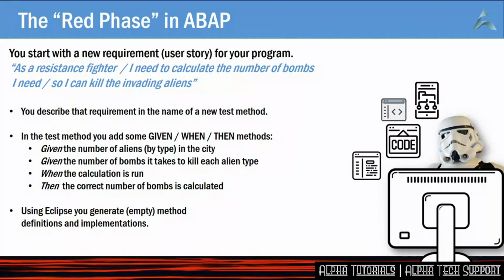The good thing about using ABAP in Eclipse for this is it does the hard yards for you. As a good example, you write the name of a new test method, click on it, do a quick fix, and it auto-generates the implementation for you. It's the same with the given, when, and then methods. Let's see what that looks like inside ABAP in Eclipse.